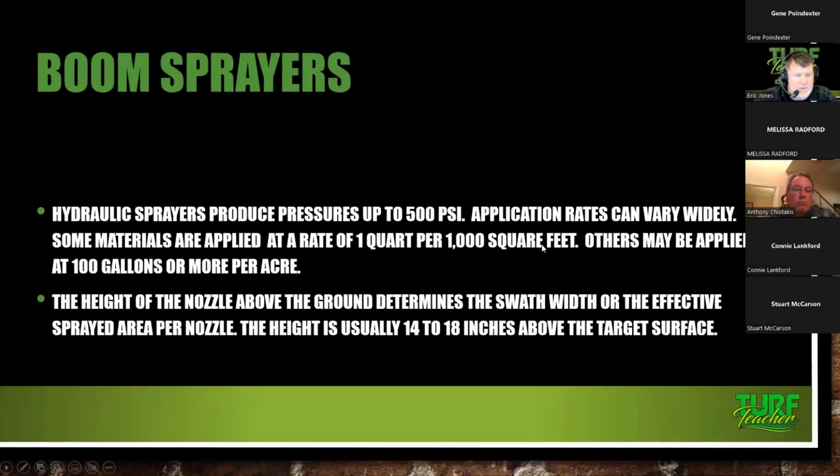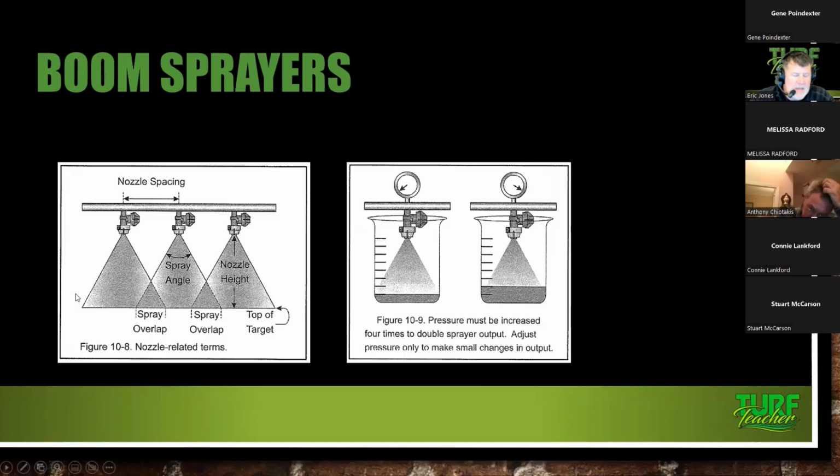Boom sprayers, hydraulic sprayers that produce pressures up to 500 PSI. The application rates can vary widely, and some of the materials are applied at a rate of 1 quart per 1,000 square feet, while others may be applied at 100 gallons or more per acre. The height of the nozzle above the ground determines the swath width or the effective sprayed area per nozzle. The height is usually anywhere from 14 to 18 inches above the surface area. Again, overlappage, good to have.